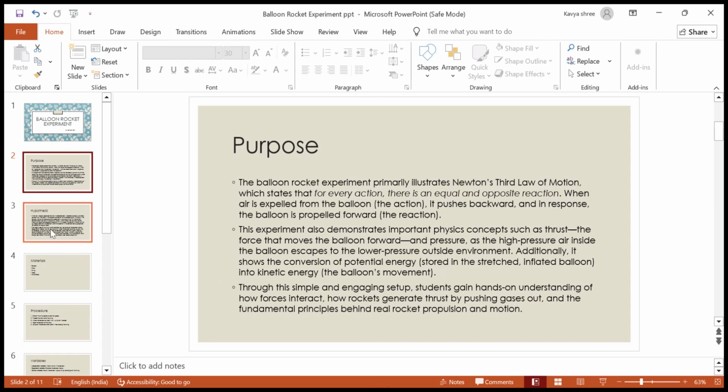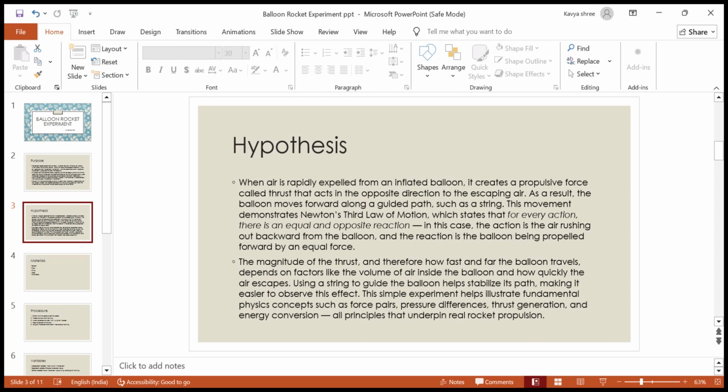And now, let's go to the hypothesis. The hypothesis is that when air is rapidly expelled from an inflated balloon, it generates a propulsive force called thrust. This thrust acts in the opposite direction to the escaping air, causing the balloon to move forward along a guided path like a string. This directly proves Newton's third law. The action is air rushing out backwards, and the reaction is the balloon being propelled forward by an equal force.